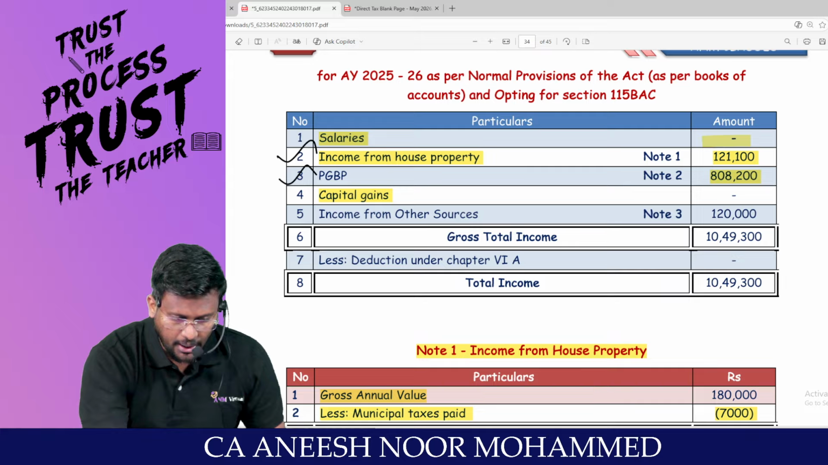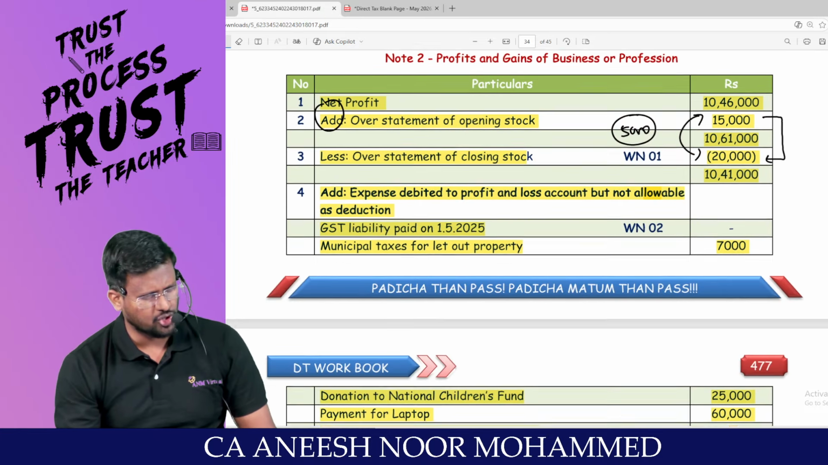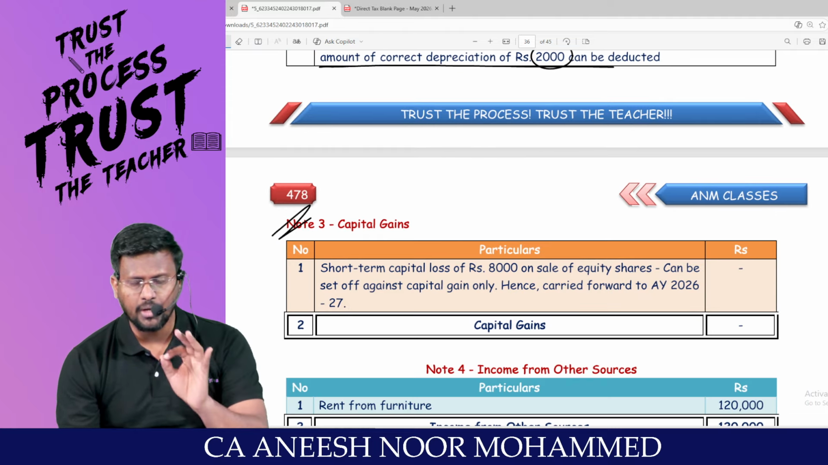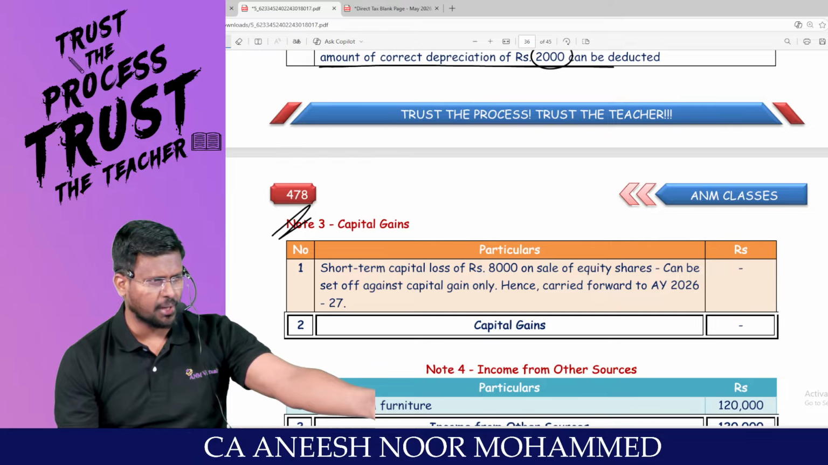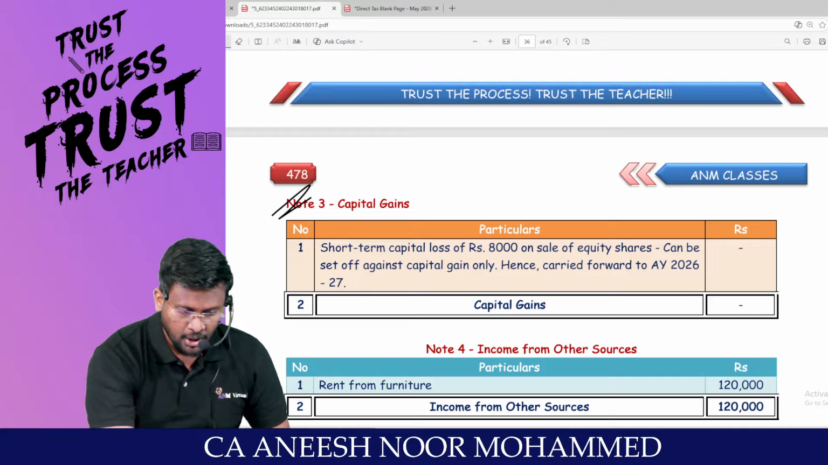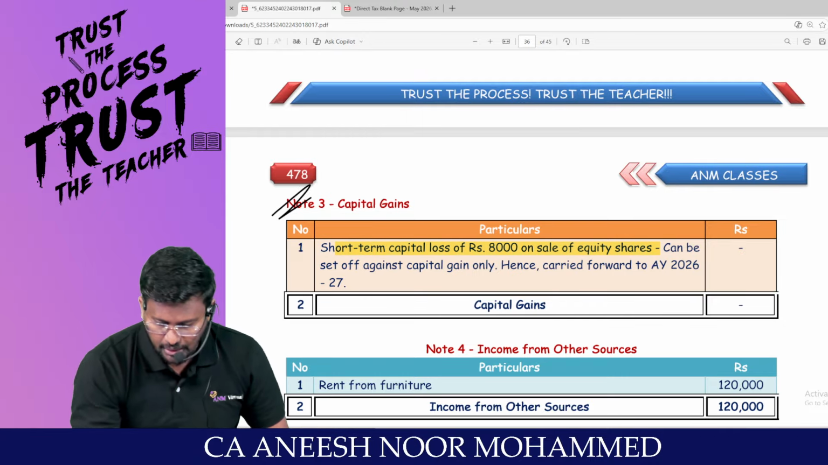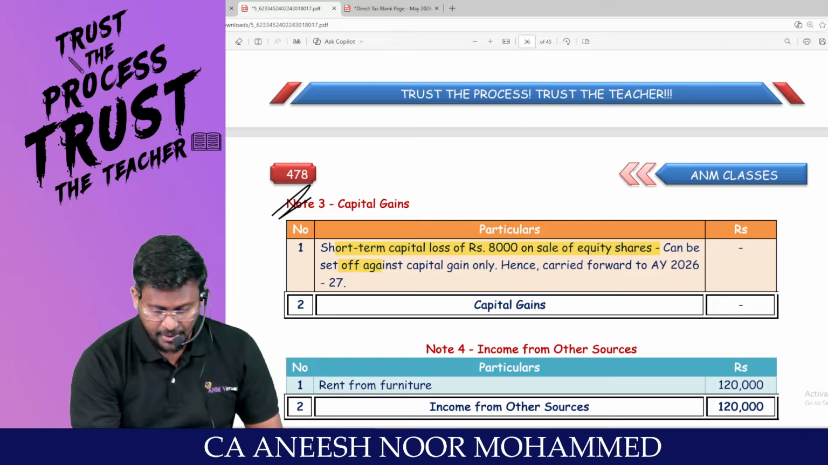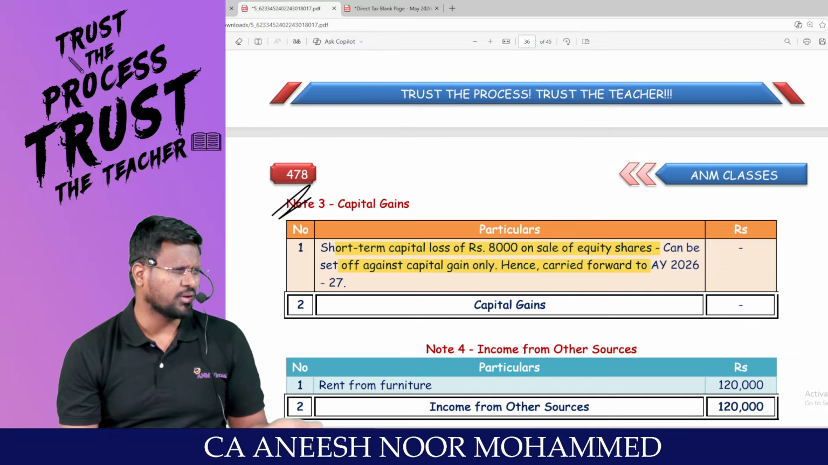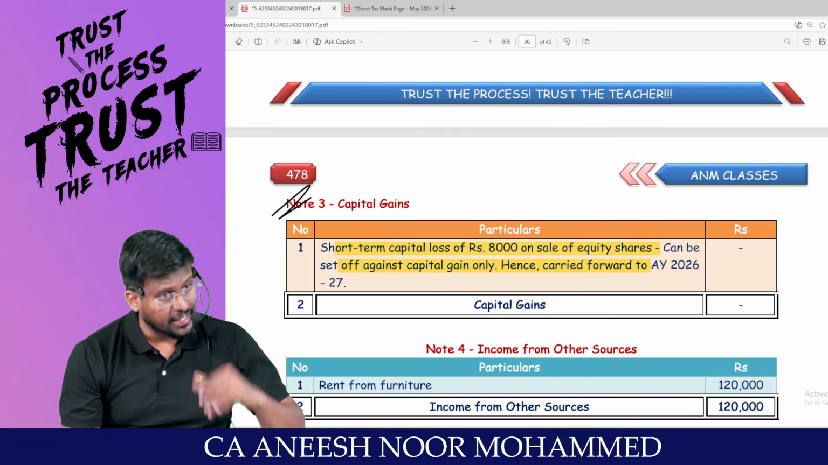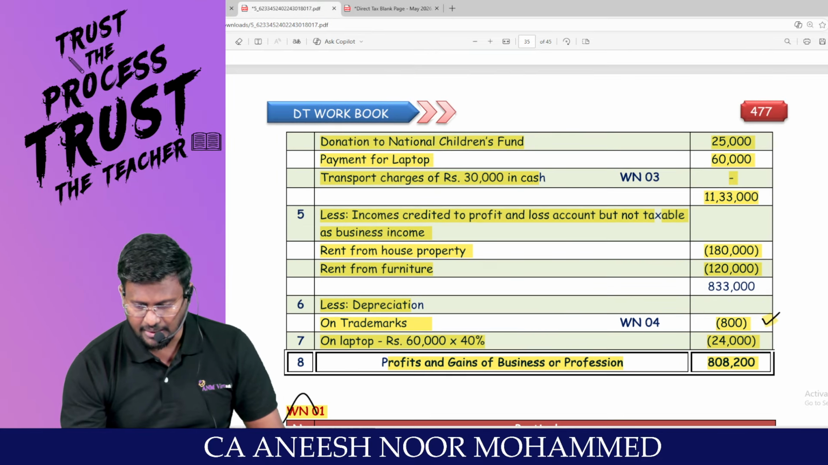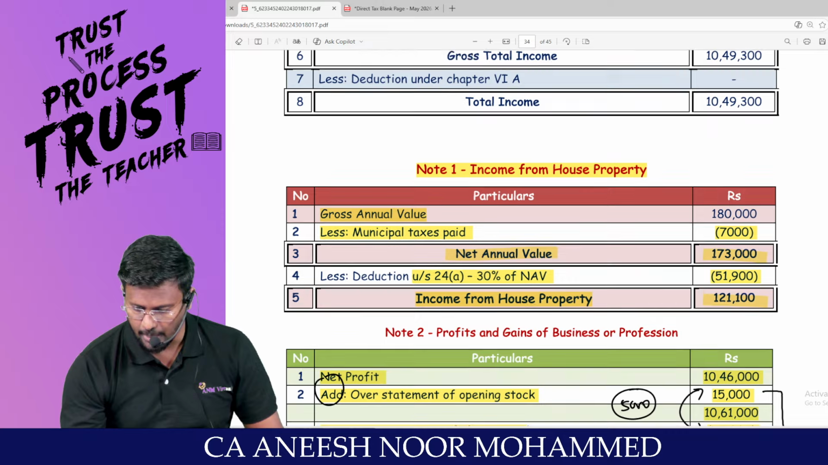Sir, coming to capital gain. Actually, it's a capital loss. Short-term capital loss can be set off only against short-term capital gain or long-term capital gain. Other heads, inter-head adjustment in capital gain is not applicable. Short-term capital loss of 8,000 on sale of equity share can be set off against what gain only? Either short-term capital gain or long-term capital gain. There is no capital gain income, so it has to be carried forward to the future year. Hence automatically the capital gain will become nil. Am I right?